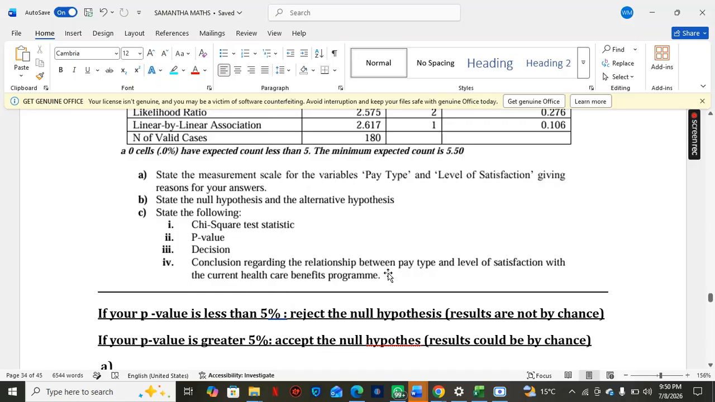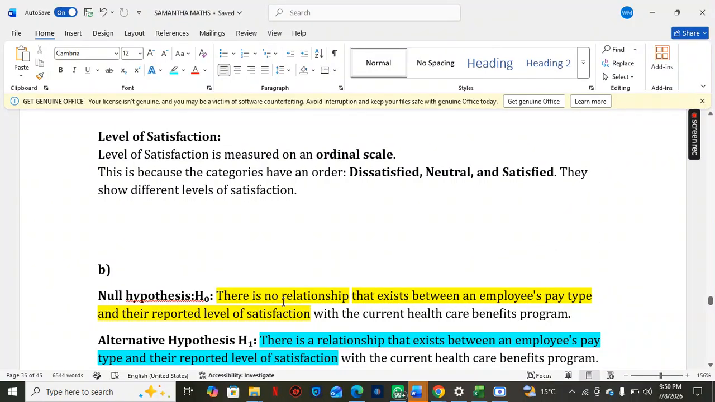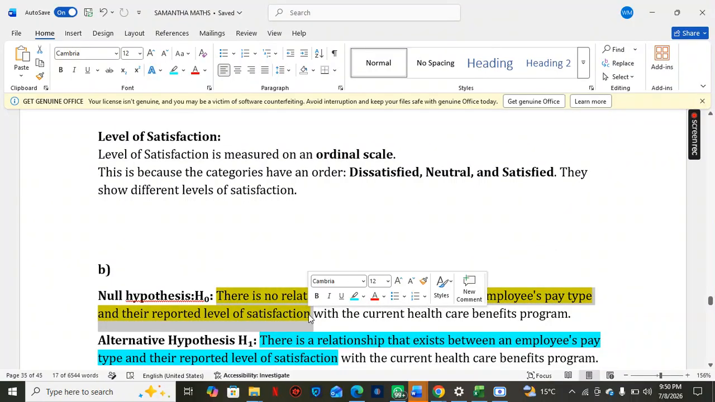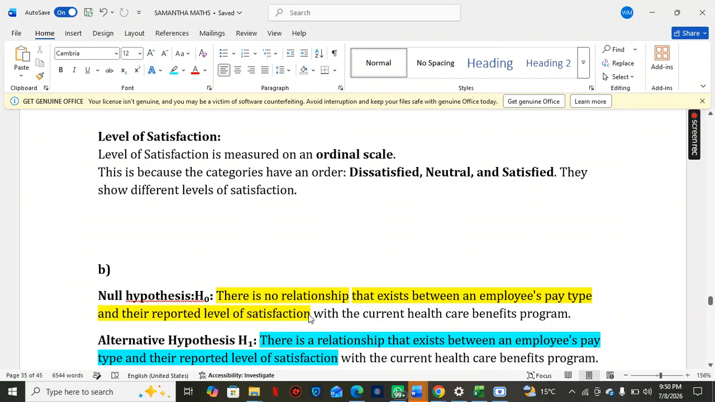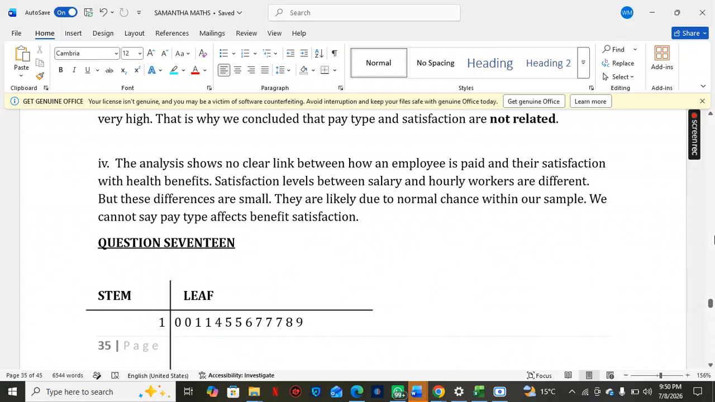Conclusion regarding the relationship between pay type and level of satisfaction with current healthcare benefits. Remember the null hypothesis, we said there is no relationship that exists. From our decision, we didn't have enough evidence to reject the null hypothesis. So basically, what we're saying is there is no statistically significant relationship between the employee's pay type and their level of satisfaction. That's what part D is saying.